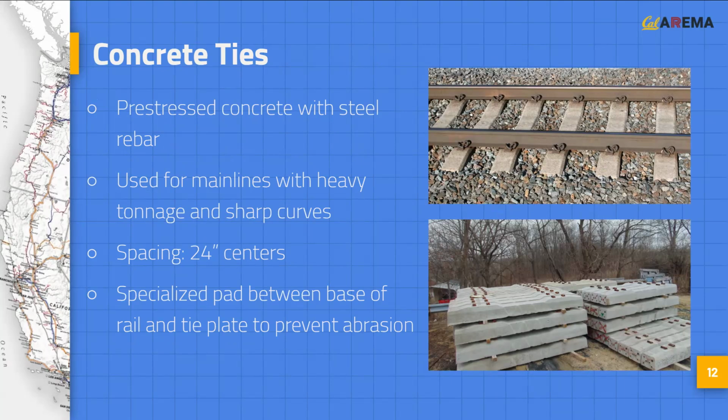sharp curves. A specialized pad is inserted between the base of rail and the plate to cushion and absorb the load and to prevent abrasion of the rail seat. This pad will wear over time if not replaced and can lead to the failure of the tie if it does so.